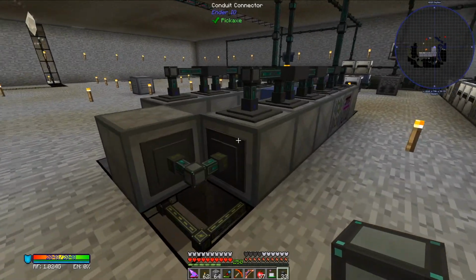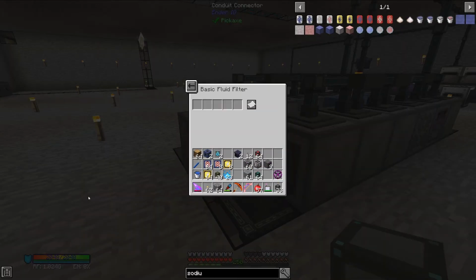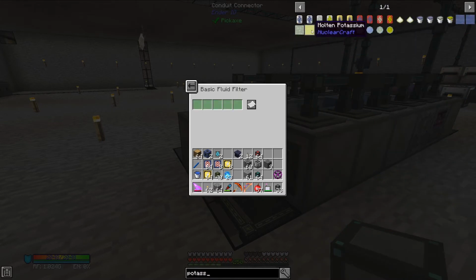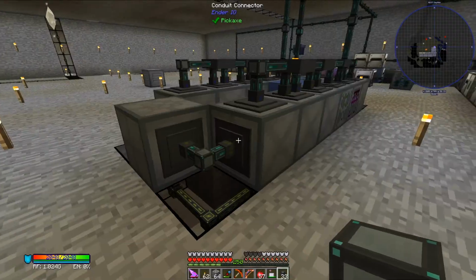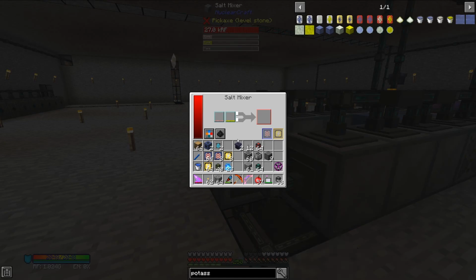So let's go ahead and set up the fluid conduit over here. This will be kind of the same way. This will be the molten potassium. So let's go ahead and set that item filter up. So molten potassium is going to be whitelisted, and we can extract always on. So the potassium should flow into here.